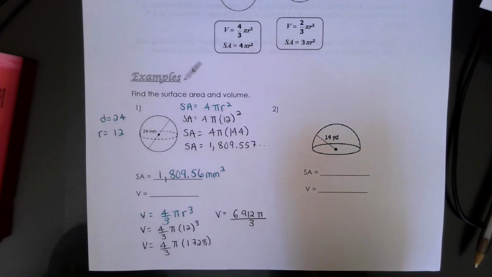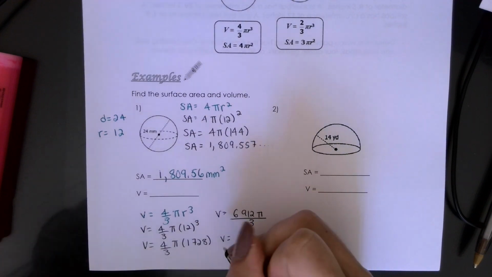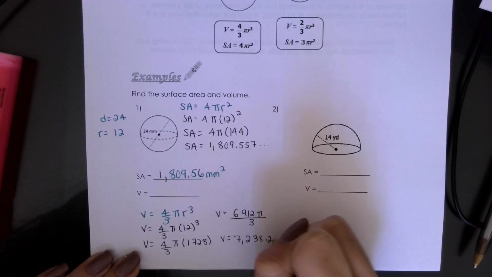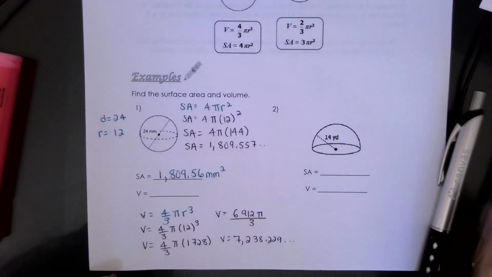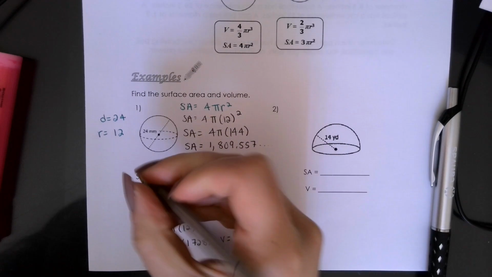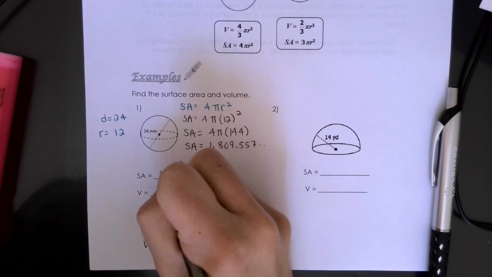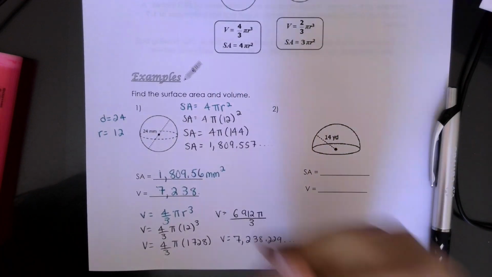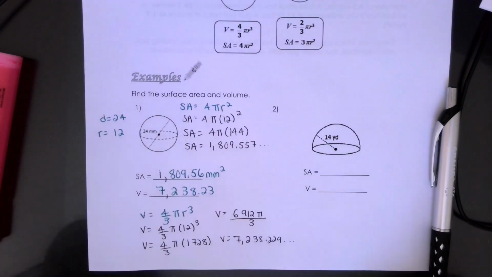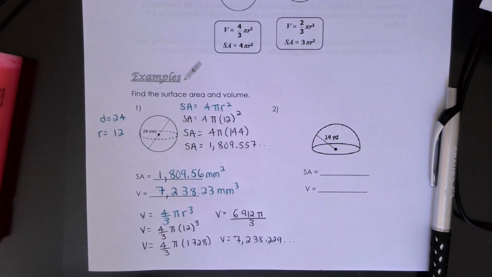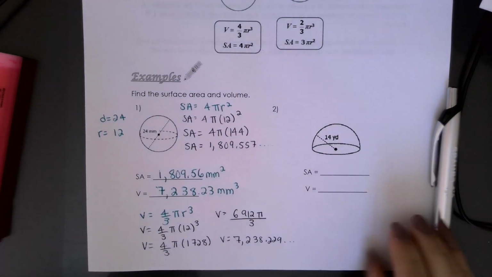So once you do that, on your calculator, you're going to get the volume, 7,238.229, and so on. I'm going to round to the nearest hundredths again, so 2 decimal places, so that's going to round up. So the volume for this sphere is 7,238.23, and units, the volume is cubed. So we cube our units, 3D.